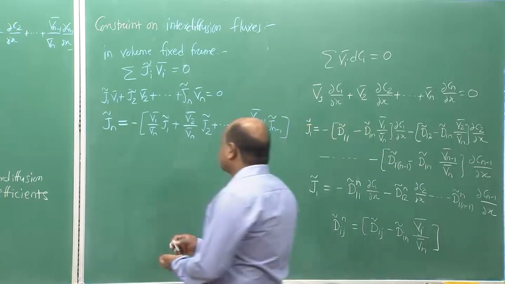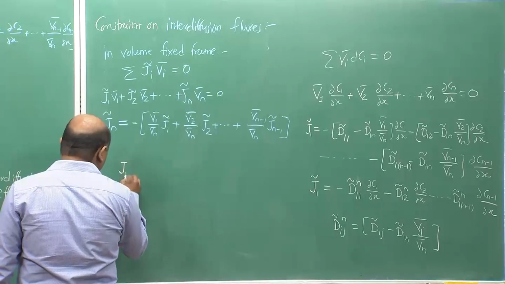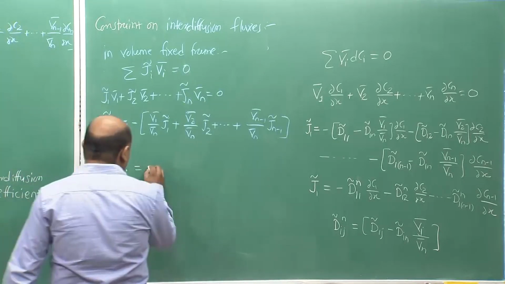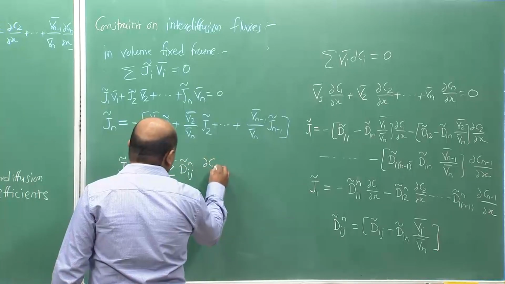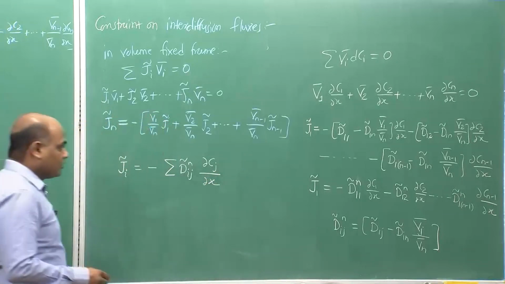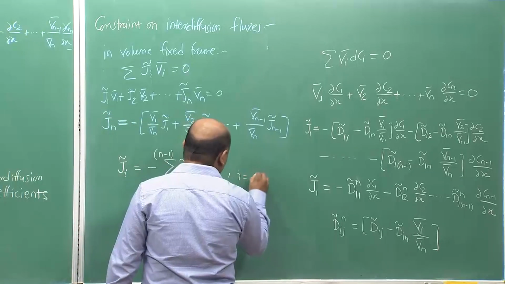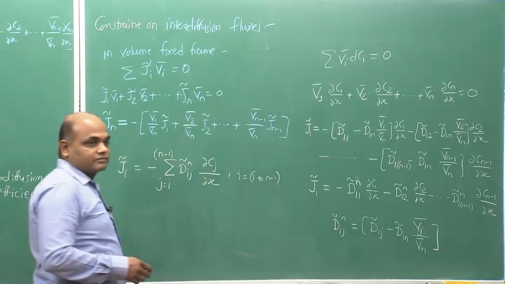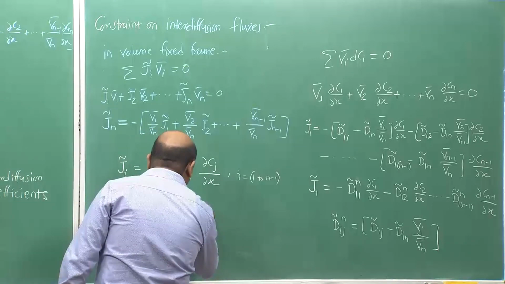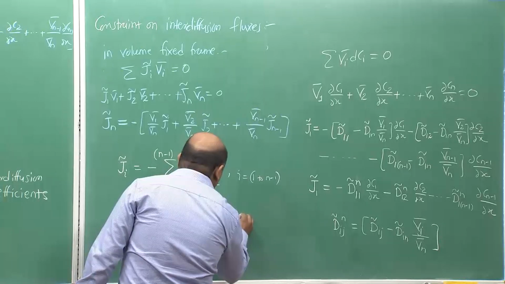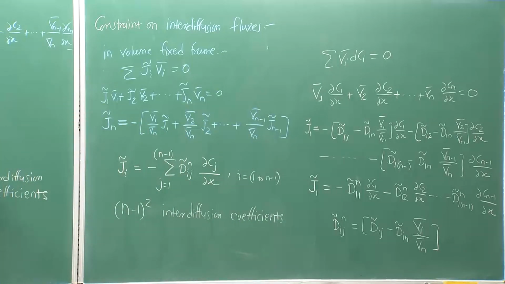So, in general we can express, if we write equations for all n minus 1 fluxes here, then we express the flux of any component J_i tilde equal to minus summation of D_ij tilde n ∂C_j by ∂x. J here varies from 1 to n minus 1, and also i is from 1 to n minus 1, and so there are n minus 1 square interdiffusion coefficients. Clear?